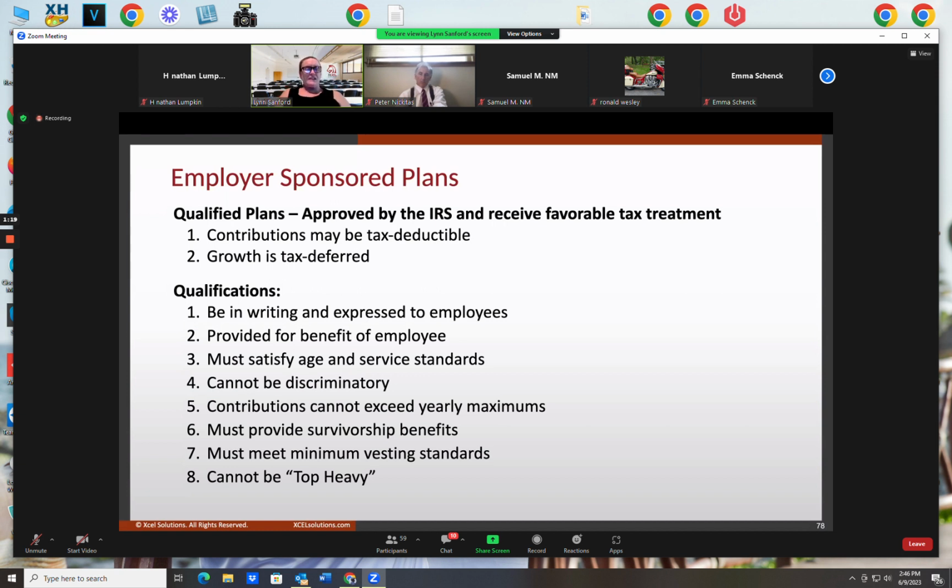Qualifications is that the plan must be in writing and expressed to all employees who are eligible to join. And once you have joined the plan, then there's communication that comes forth regarding the plan. You must satisfy age and service standards. Got to be at least 21 years of age. Got to work at least 1 year for that employer before you're eligible to join. The plan cannot be found discriminatory.